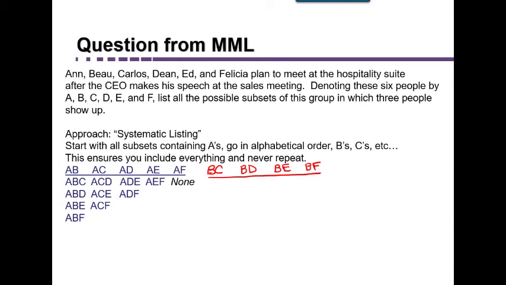Okay, so the key here is we're not done yet because that's just the subsets of 3 that have A in them, and we're going to move on to the B's in a minute.